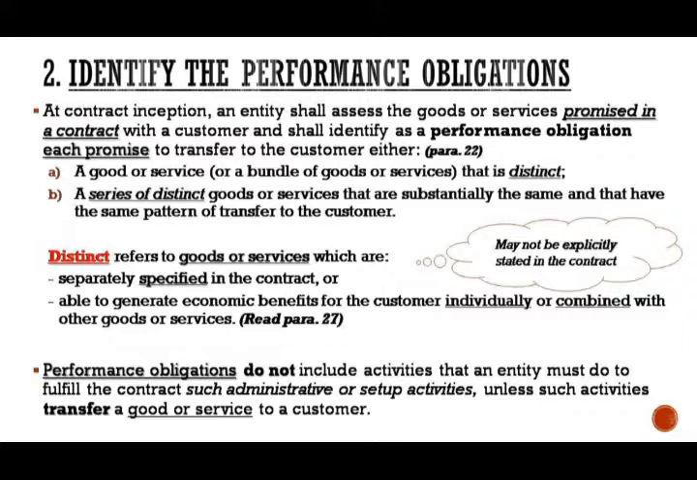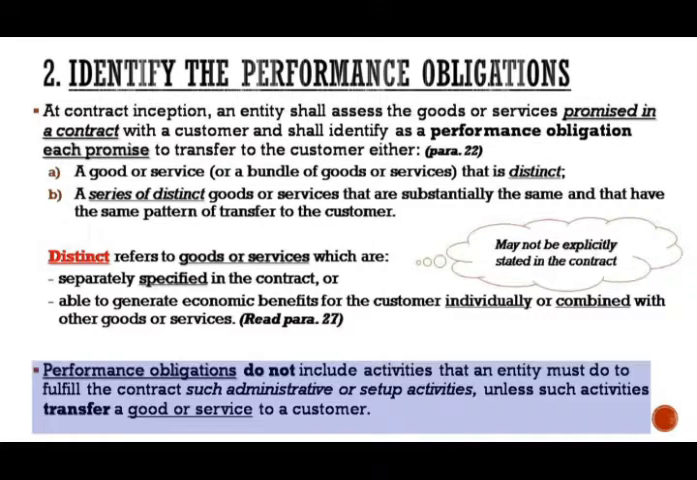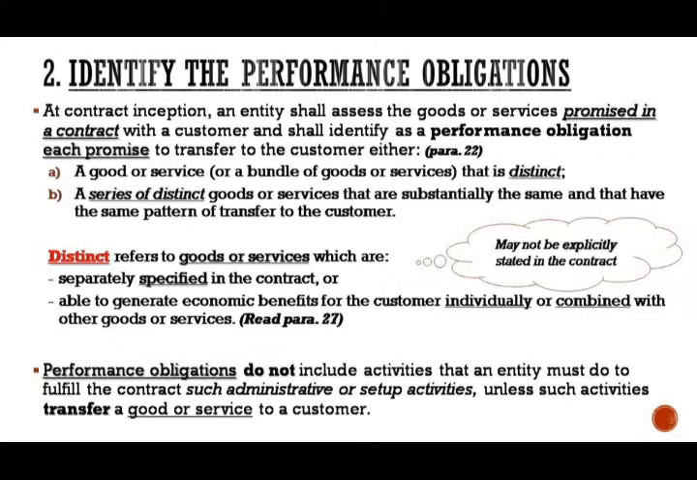Distinct refers to two things. Are these goods separately specified in the contract? Number one. Number two, are they able to generate economic benefits for the customer, individually or combined with other goods? However, performance obligations do not include activities that the entity does to fulfill the contract, such as administrative or setup activities, unless such activities transfer a good or service to a customer.